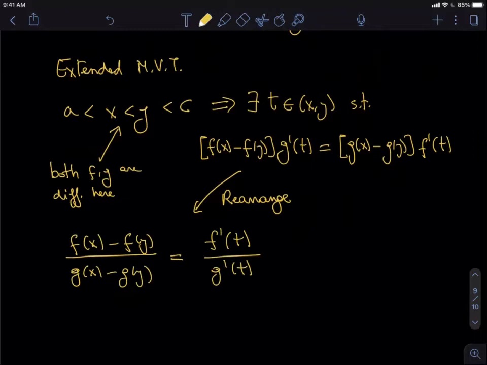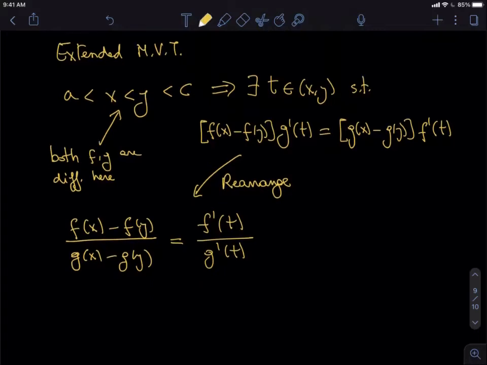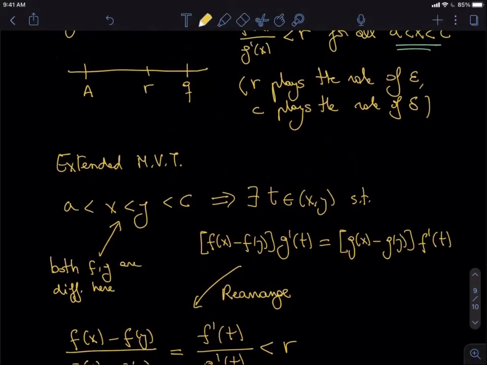Okay, now one thing here. g prime of t, we know that it's different from 0 by hypothesis. Okay, g(x) minus g(y), we can assume the difference is different from 0. If not, we just shift one of the points a little bit. Okay, one thing here, this quotient is less than r for sure.